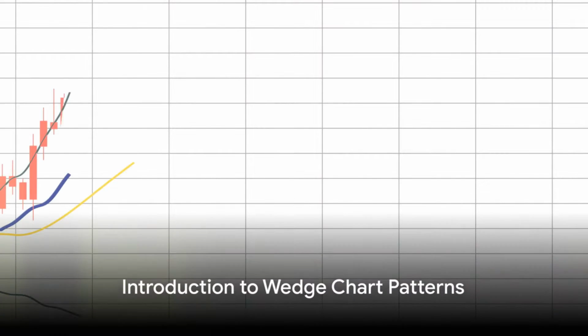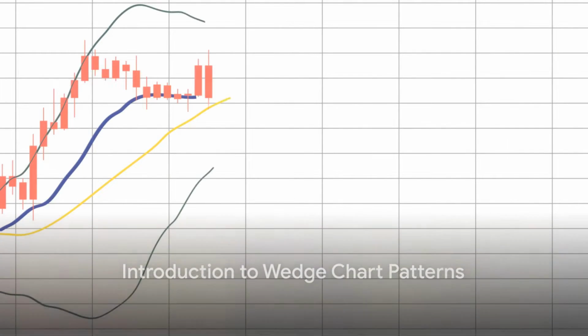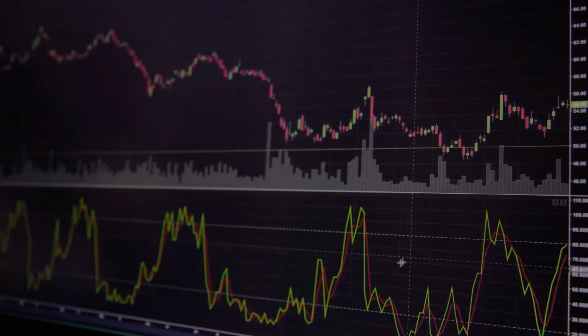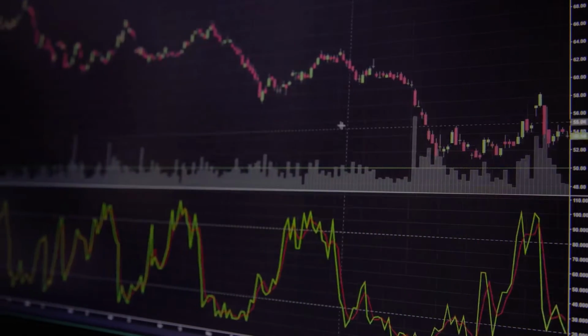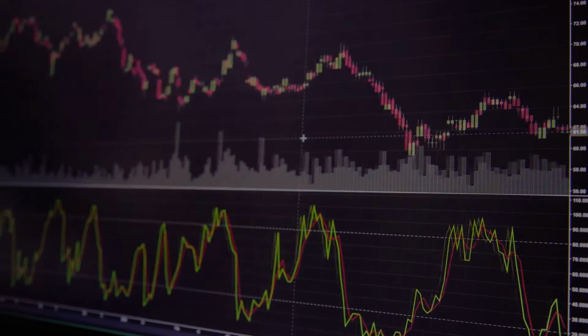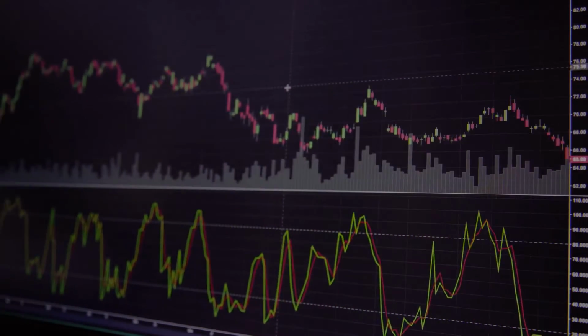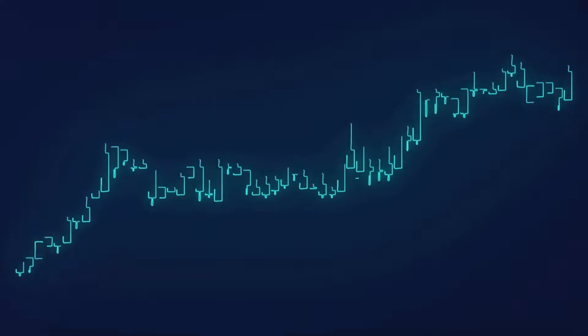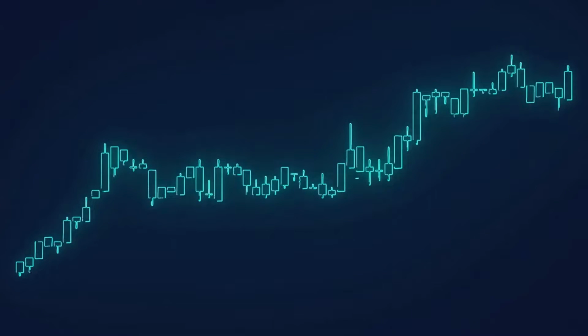Ever asked yourself what a wedge chart pattern is and how it can be used in Forex trading? Well, in the world of Forex, a wedge chart pattern is a significant indicator that traders use to predict future price movements. It's like a compass guiding us through the tumultuous seas of the Forex market. Imagine two trend lines on a chart, slowly converging as if to meet at a point. That's the essence of a wedge pattern.